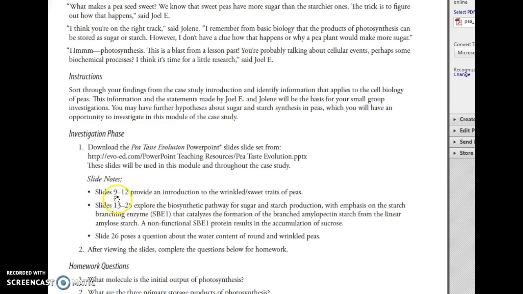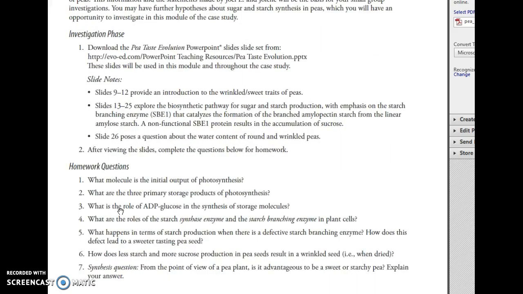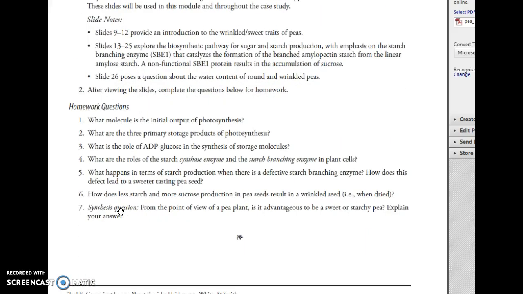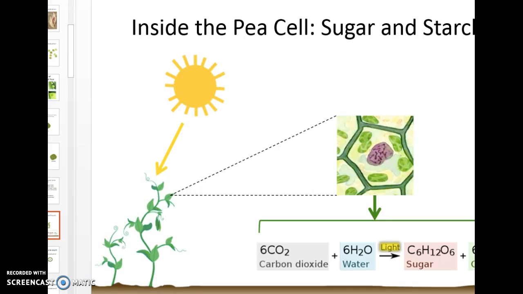As you're looking through the slides, 9 through 12 provide an introduction to wrinkled and sweet traits of peas. I won't spend much time on that because I think you can read that on your own. I'll start right here with slide 13. It won't be slides 13 through 25, though. I've edited this PowerPoint, so it'll be maybe 4 or 5 slides that you're looking at, so just be aware of that. But after you've viewed these slides, then you can go ahead and answer these homework questions on a separate sheet of paper. Okay, so to the PowerPoint.